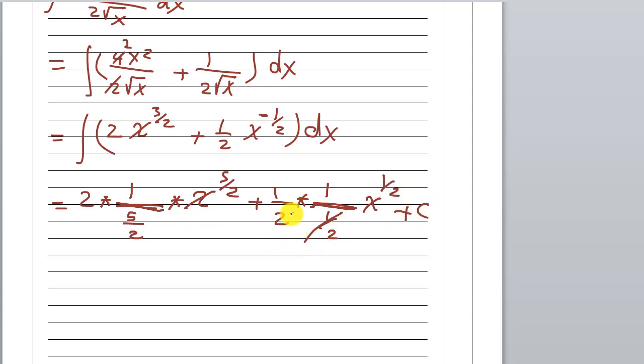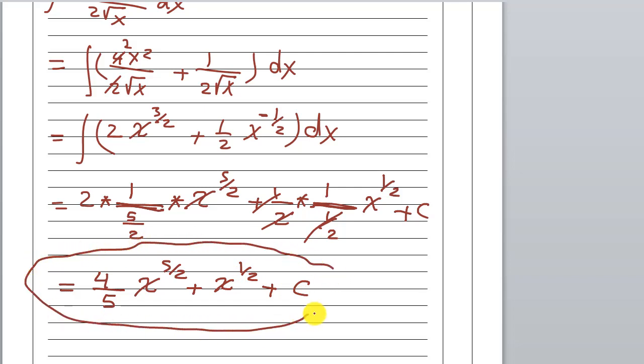This half will go with this 2 with this half, and it's equal to 4 divided by 5, x to the power 5 divided by 2, plus x to the power half plus c. And this is the answer of the integration. Okay, let us go ahead to another question.